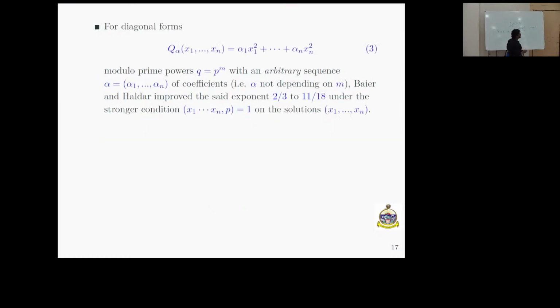And here we have a bit of introduction to the work happening here. First let me define what a diagonal quadratic form is. It is the same, but we have only summation ai xi square kind of terms. So for the modulo p power m case, in a work of Professor Baer and Haldar, they showed for the n equal to 3 case that this is improved to 11 by 18, but they have a restriction: a strong condition that the GCD of the product of xi to p is equal to 1.